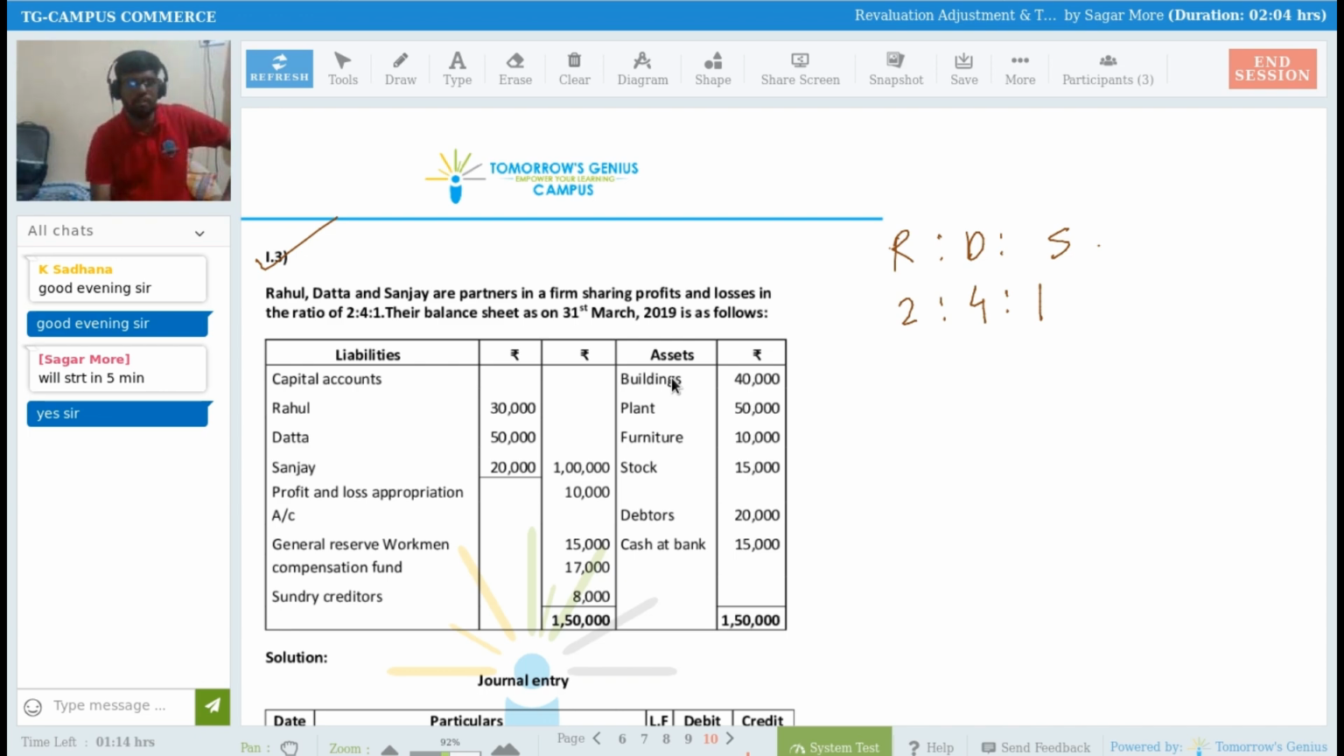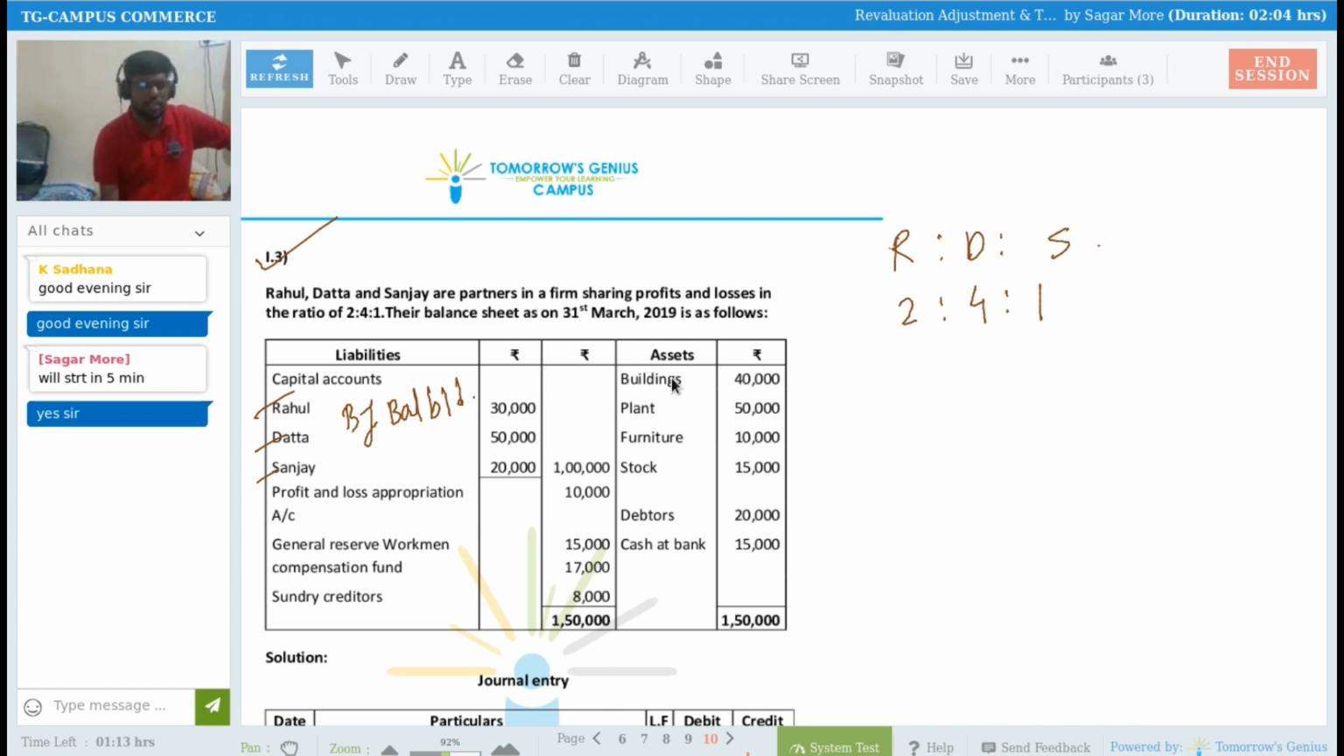Whenever you are solving, for example, a 6-mark question and they ask you to prepare a revaluation account or partners' capital account, what should be your approach? First of all, by looking into this balance sheet, you have to check their capital balances. The capital balances are of Rahul, Datta and Sanjay. Simply write them down on the credit side of the partners' capital account by balance brought down. There is no journal entry for recording of balances. Simple.